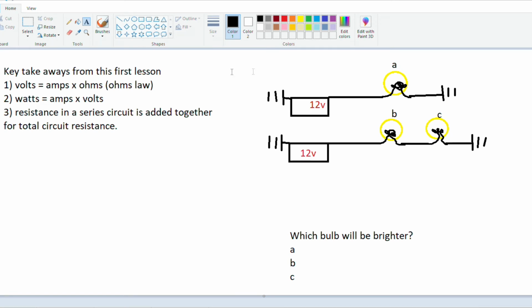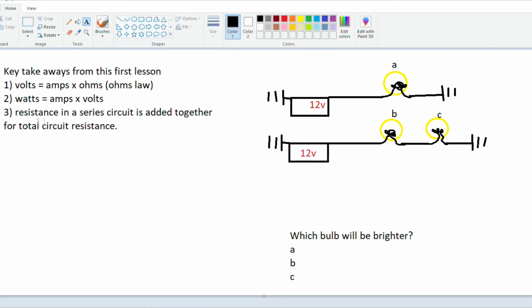Okay, so key takeaways from this first lesson today is a quick crash course on Ohm's law and Watt's law. First thing, volts equals amps times ohms. Ohm's law. If you can remember that, and always reference back to that, you can usually figure out what's going on with the circuit. Second thing, watts is always equal to amps times volts. Watt's law. So it's the second thing to take away.